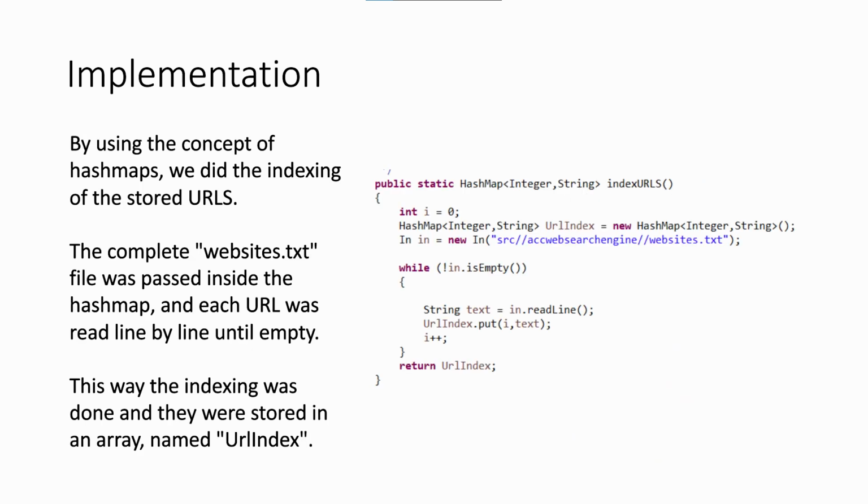Therefore, we use the concept of hash maps for indexing of the stored URLs. The complete websites.txt file was passed inside the hash map and each URL was read line by line until empty. This way the indexing was done and they were stored in an array named URL index.